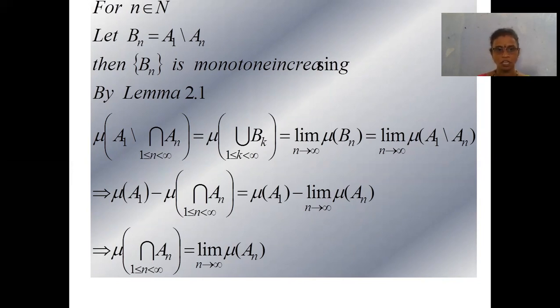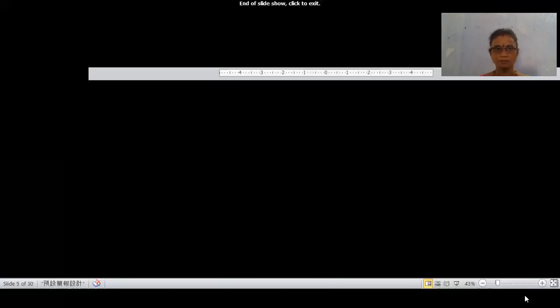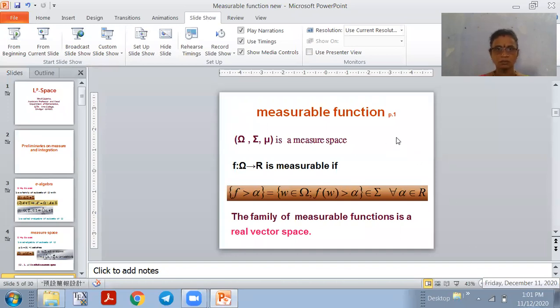Then mu of A1 minus mu of intersection over 1 less than or equal to n less than infinity A n equal to mu of A1 minus limit mu of A n where n tends to infinity, which implies mu of intersection over 1 less than or equal to n less than infinity A n equal to limit as n tends to infinity mu of A n.